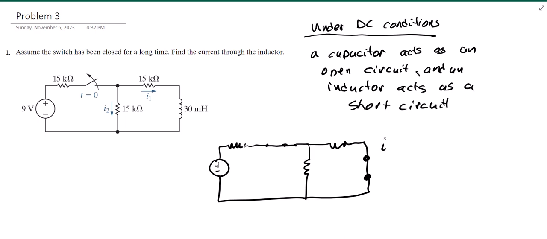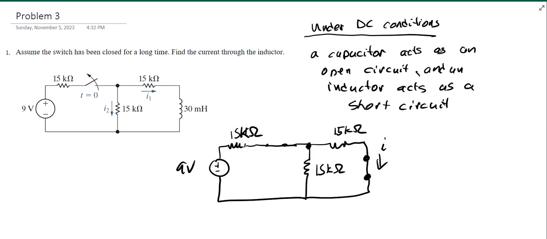And I'm looking for the current through that inductor. This is 15 kilo ohms. This is 15 kilo ohms. And this is also 15 kilo ohms. And a 9 volt voltage source.